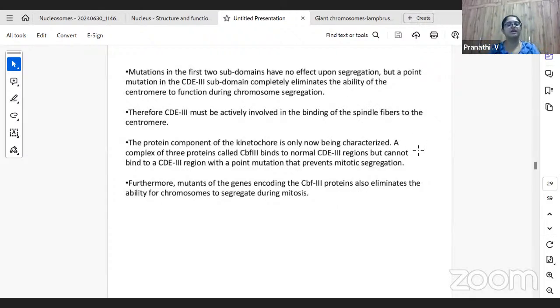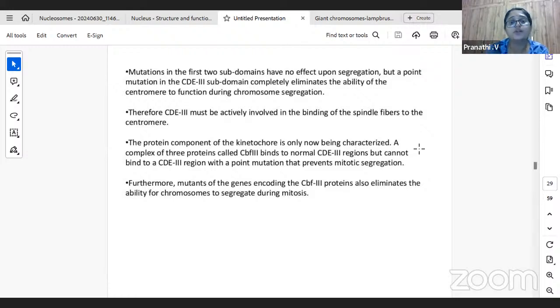And when it comes to mutations, in the first two domains, you do not have any kind of effect on the segregation. But in case there is any point mutation in the CDE3 domain or subdomain, then the centromere is not going to function properly during chromosome segregation.